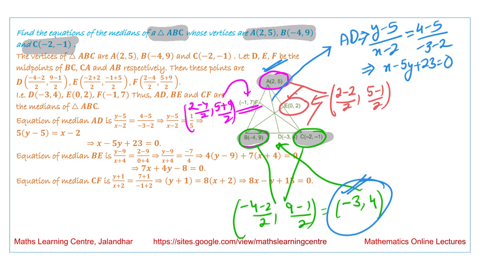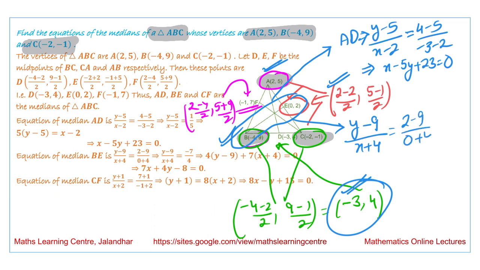Next we are talking about the line BE. We have the coordinates of the point E, we have the coordinates of the point B. So the equation we have is (y minus 9)/(x plus 4) equal to (2 minus 9)/(0 plus 4). This implies 7x plus 4y minus 8 equal to 0. So this is the equation of the median BE.